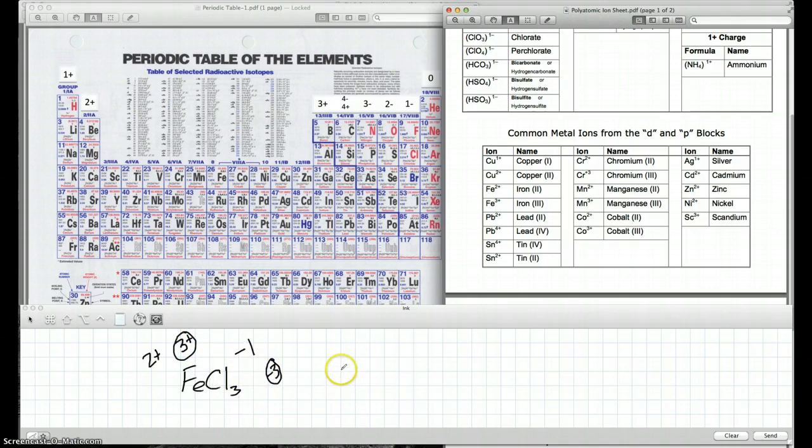So when I name it, I would write iron 3, and it's chlorine, but the second one becomes chloride. So chlorine becomes chloride. So iron 3 chloride would be the name of FeCl3. Let's look at another example.